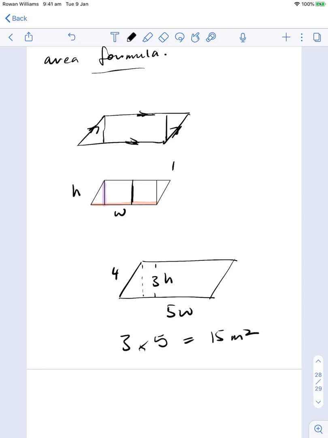If it was meters, it'd be meters squared. You're going to ignore that 4. That 4 doesn't come into it at all. It's a trap.